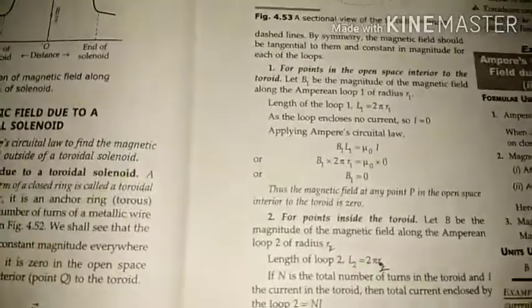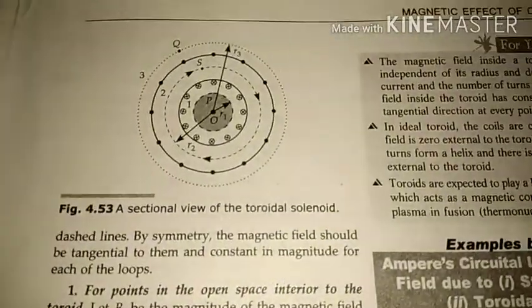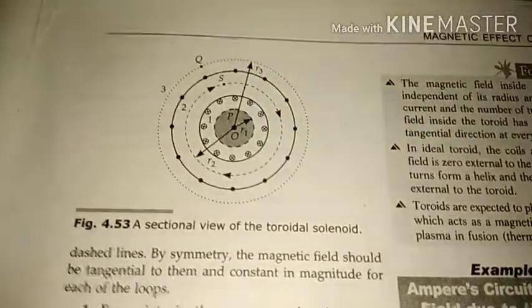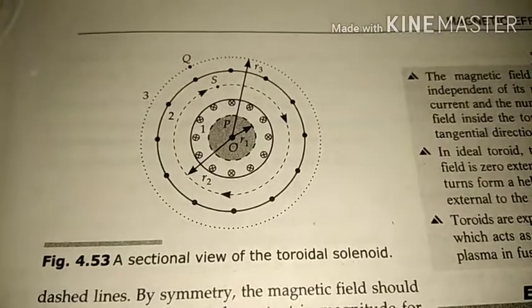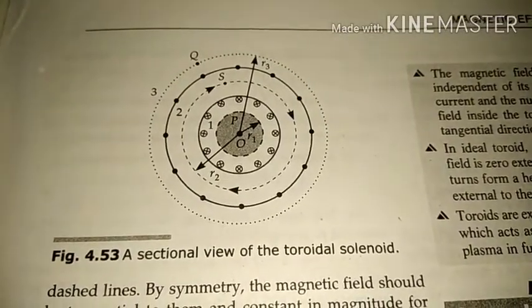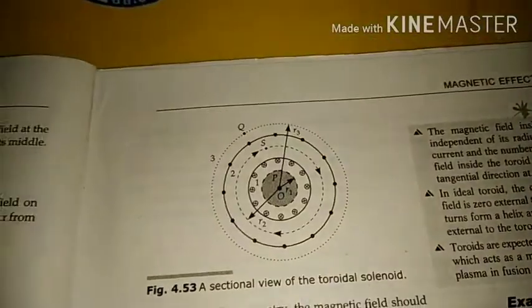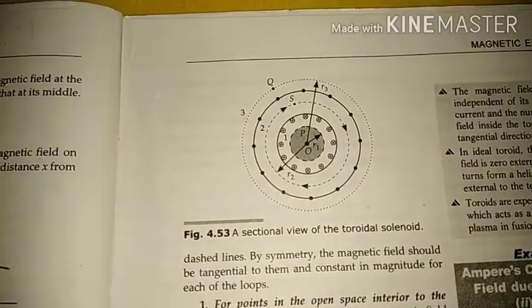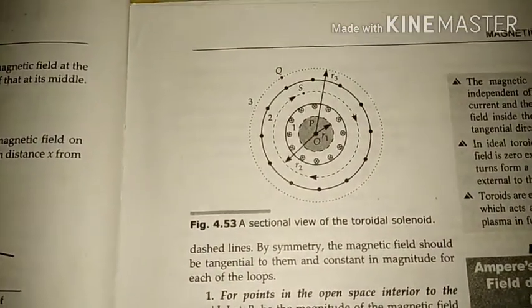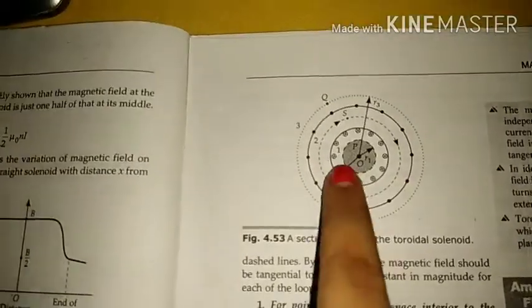Okay, so let's calculate this one. This is a sectional view of a toroidal solenoid. So one we considered at the interior point, another one is the outer point, and another one is inside the toroid. Okay, so first we find the field in the open space interior to the toroid, that means at point P. So we considered this one.